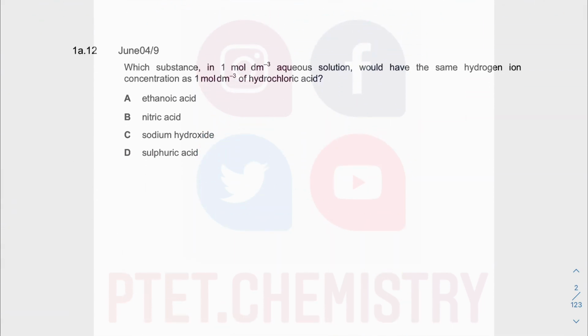Next question. This is a question on acidity. They are asking which substance in 1 mole per dm³ aqueous solution has the same hydrogen ion concentration as 1 mole per dm³ of hydrochloric acid. When you have hydrochloric acid, it's a strong acid. You learn more on the quantitative part in A2 chemistry under ionic equilibrium. But in AS, you know it's a strong acid. It dissociates fully, right?